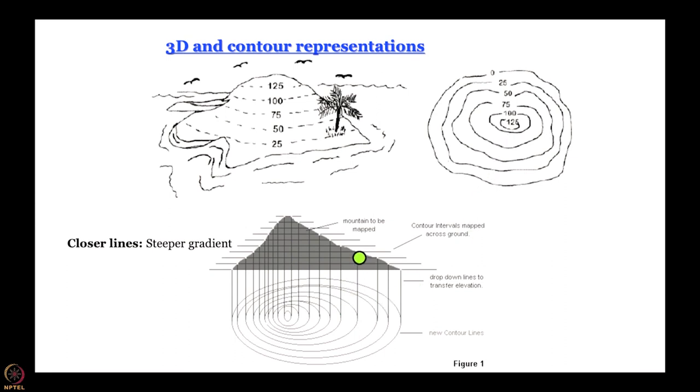But then if the horizontal separation is more between two successive contour lines, of course, they will be far apart from each other. If the horizontal separation is not much, like here, they will be close to each other. This is how one reads contour maps.